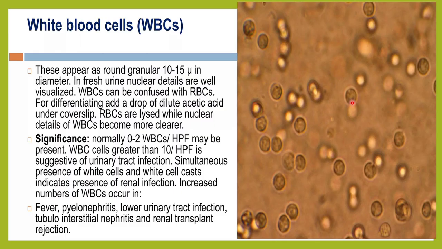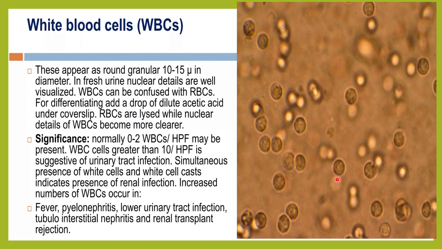Then come the WBCs. WBCs are round, granular, around 12 to 15 microns in diameter, and sometimes you get confused between WBCs and RBCs. So to differentiate WBCs from RBCs, we add dilute acetic acid. RBCs will be lysed, whereas the nuclear characteristics of WBCs will be much clearer. The significance of WBCs is that usually up to 5 WBCs per high power field might be present, but if there are more than 5, more than 10 WBCs per high power field, we suspect a urinary tract infection.